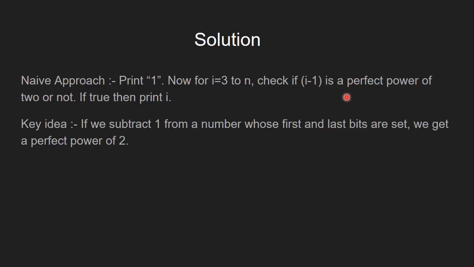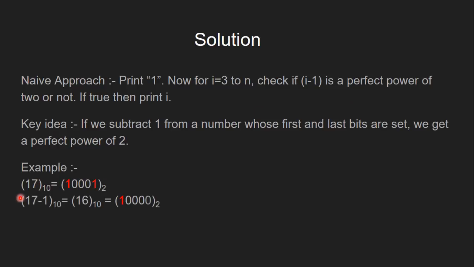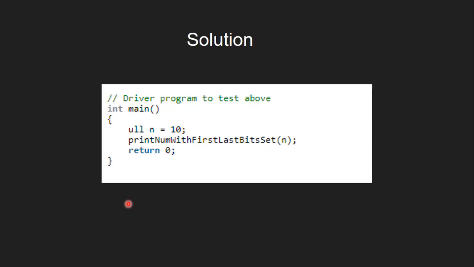The key idea is, if we subtract 1 from a number whose first and last bits are set, we get a perfect power of 2. For example, 17 is one such number which has its first and last bit as the set bit. If we subtract 1 from 17, we get 16, which is a perfect power of 2. Let's see the code for the same.